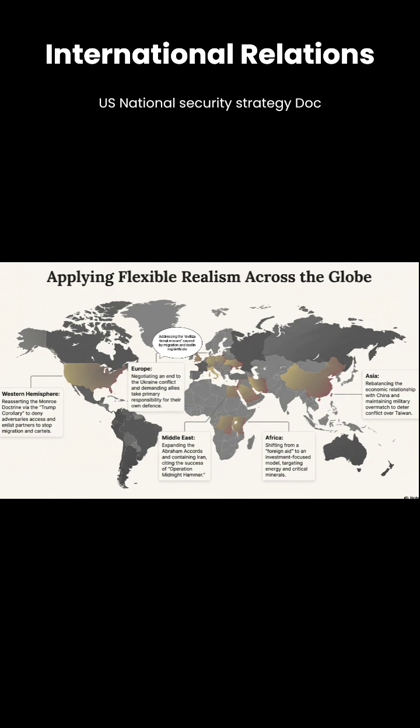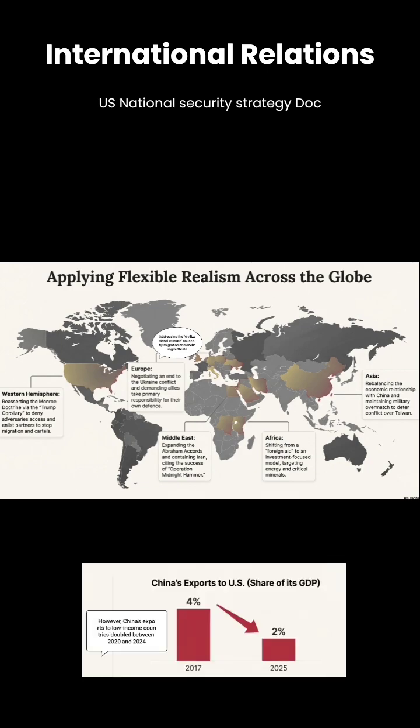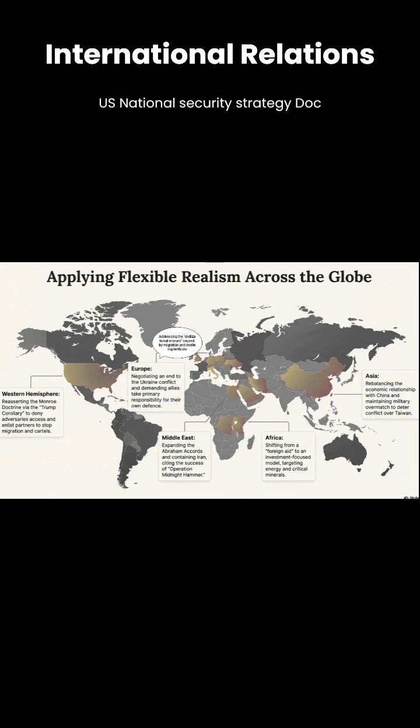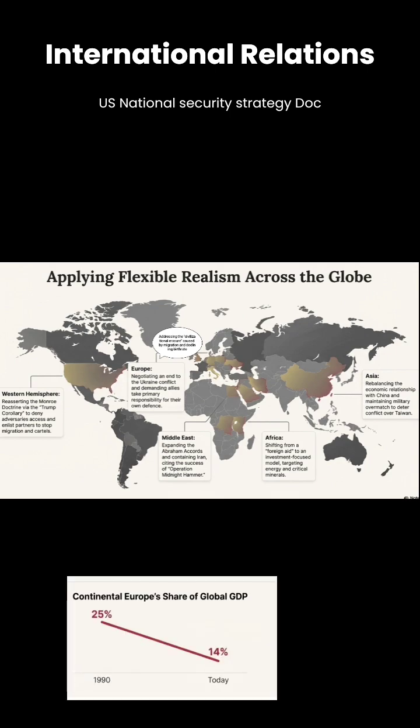And then in Asia, it wants to overmatch or rebalance against China's aggression, with an increase in innovation, that is, an increase in patents and intellectual property, and also an increase in military strength in the region. And the interesting fact is, China's exports to the US reduced from 4% to 2% of GDP between 2017 and 2025. And then we come to Europe. Europe is facing a civilizational erosion, that is, increasing migration and a decreasing birth rate. So the US wants to solve it. And another interesting fact is Europe's share in global GDP reduced from 25% to 14% from 1990 to 2025.